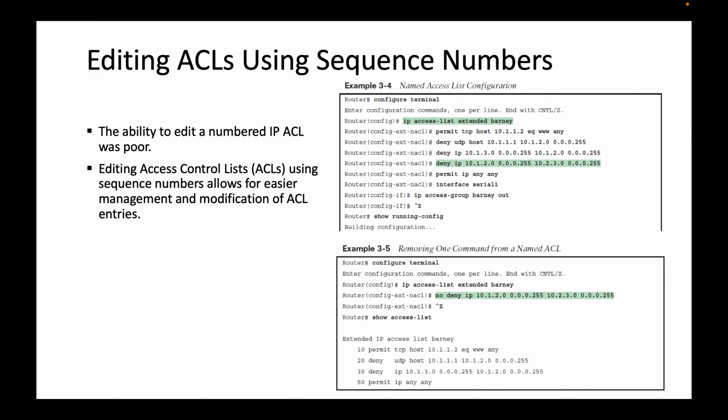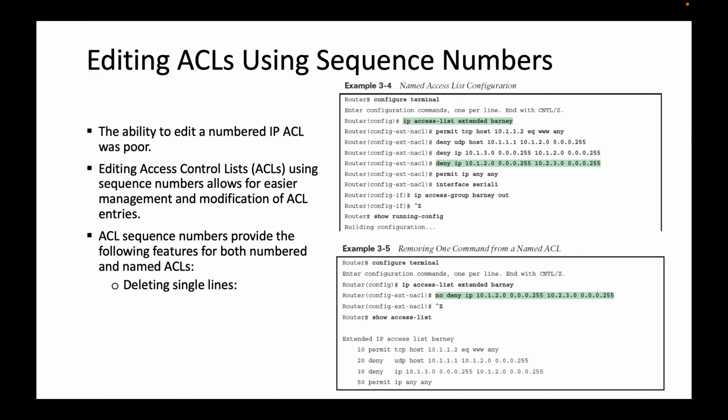That is added to each ACL permit or deny statement, with the numbers representing the sequence of statements in the ACL. If you see on the right part, after configuring the ACLs, if you see below, it shows numbers. These numbers are automatically added. They are called ACL sequence numbers. The ACL sequence numbers provide the following benefits for both numbered and named access lists. Actually, it helps you delete single lines. An individual ACL permit or deny statement can be deleted with the no sequence number subcommand.